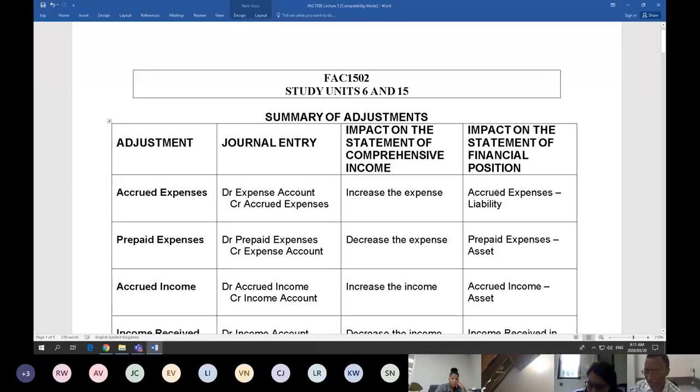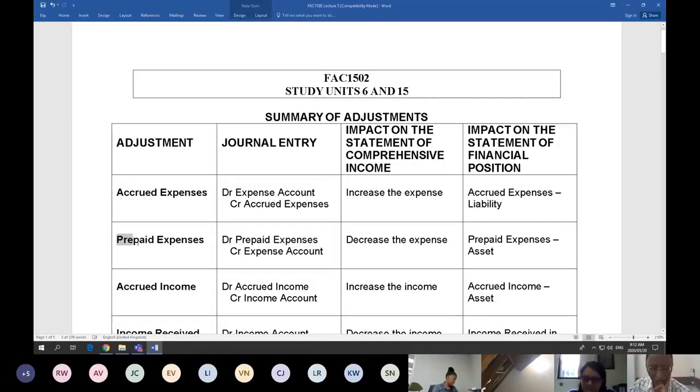And the impact on your statement of financial position is that accrued expenses, remember, is a liability. You didn't pay it. You are owing somebody money, and that amount you will show under your current liabilities, as part of your trade and other payables. Okay, that is the first adjustment.